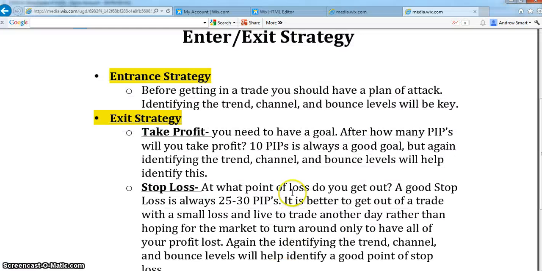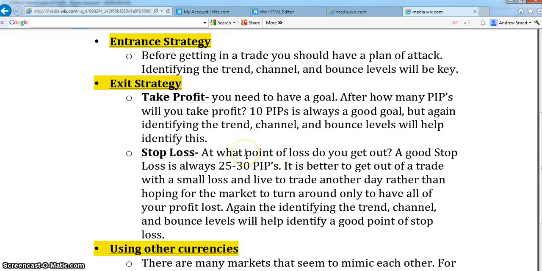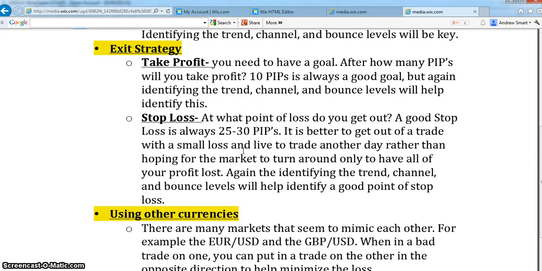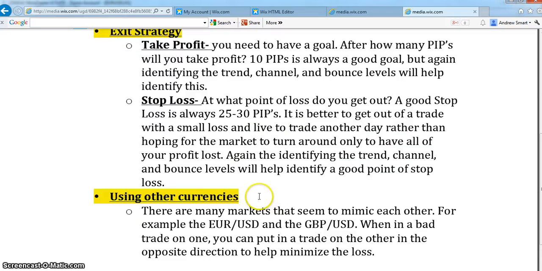All right, another strategy for your stop loss or take profit, or your exit strategy, can also be utilizing other currencies. There are some markets, for example, the Euro US dollar and the Great Britain pound US dollar. Those two pairs are very identical. So if we got in a trade and it went completely in the wrong direction, what we could do to minimize our loss would be to very quickly hop onto the Great Britain pound US dollar and put in a trade going the opposite direction.